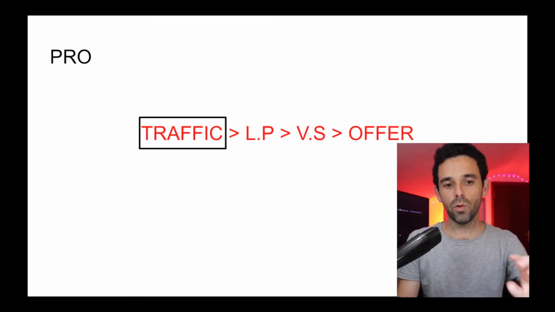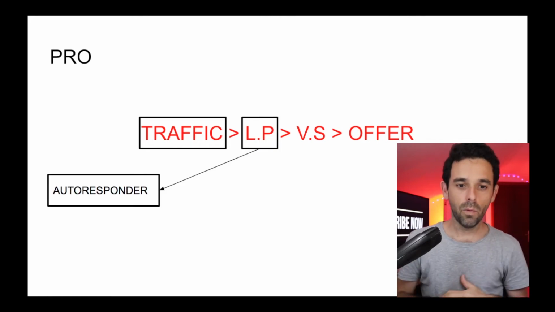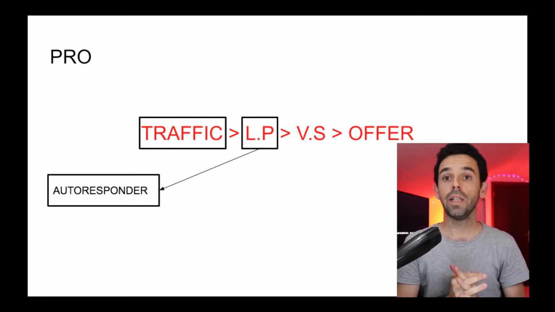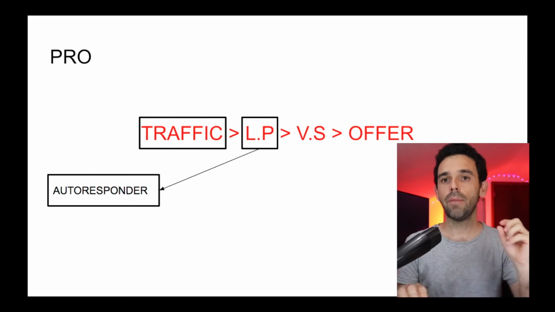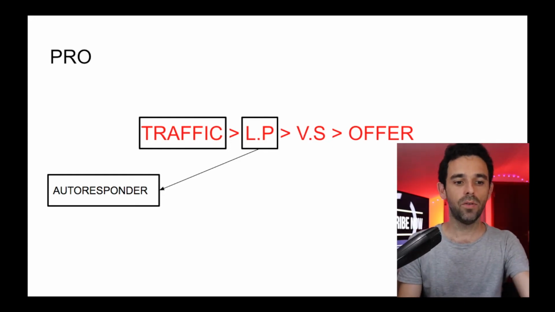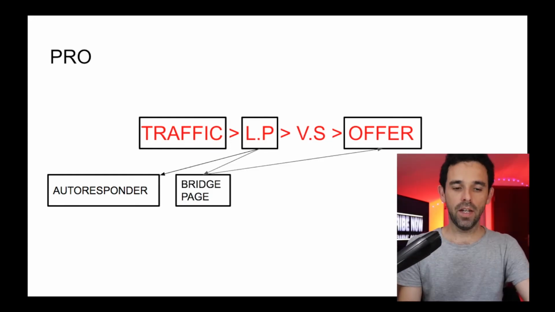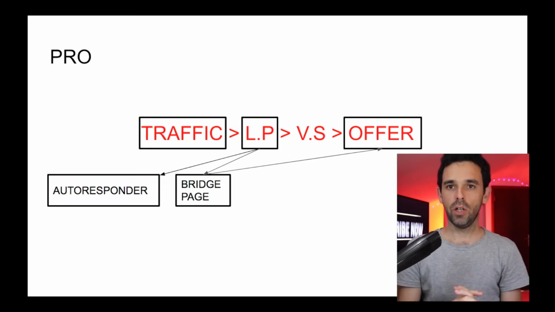So this pro method, we're sending traffic and then we are sending it to a landing page. And we are capturing users' emails into our autoresponder. And then we redirect them to a bridge page.